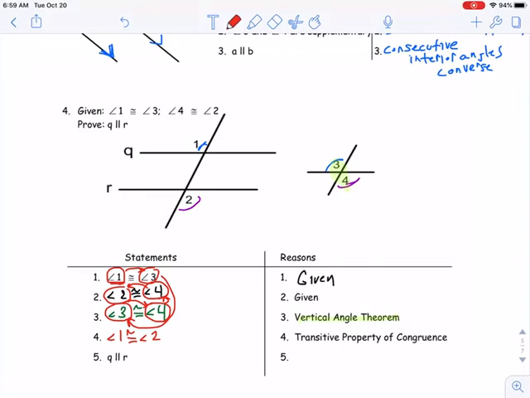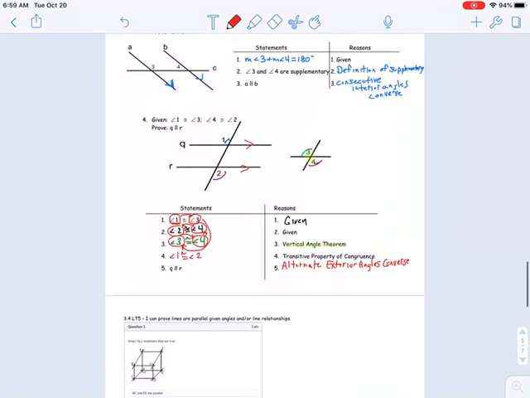All right. And then, how do I know that the lines are parallel? Well, 1 and 2 are alternate exterior angles, and it's the converse since I'm proving lines parallel. Okay? That's it for the proofs. That's it for the videos.